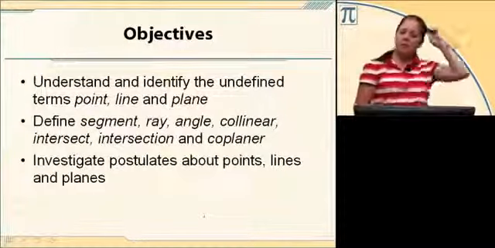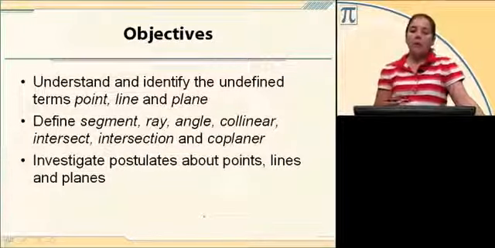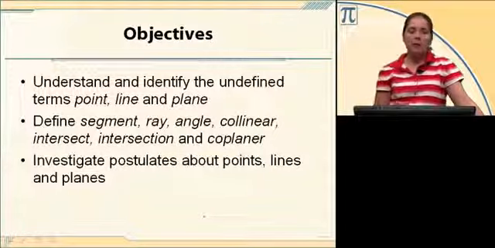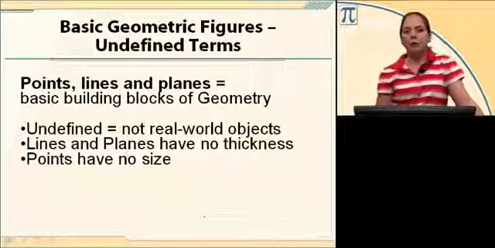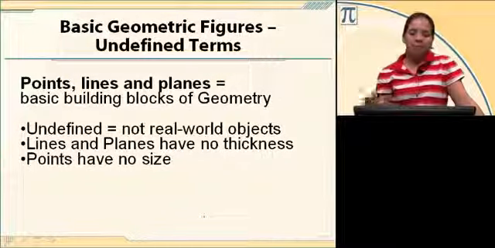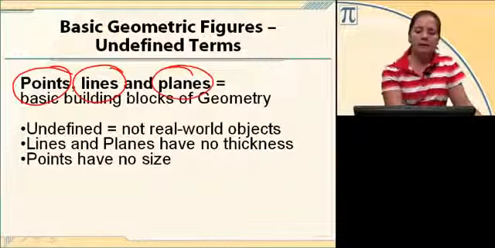The objectives for this lesson are to understand and identify the undefined terms point, line, and plane, define segment, ray, angle, collinear, intersect, intersection, and coplanar, and to investigate postulates about points, lines, and planes. Let's start with the undefined terms, or the building blocks of geometry. Those building blocks of geometry are points, lines, and planes.